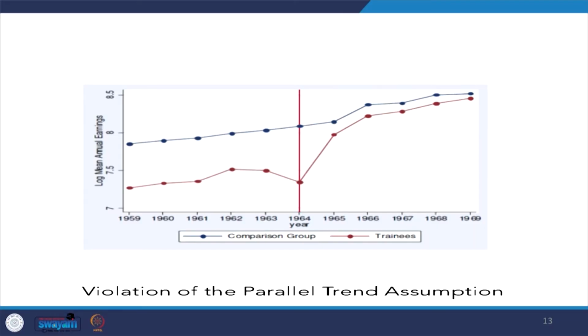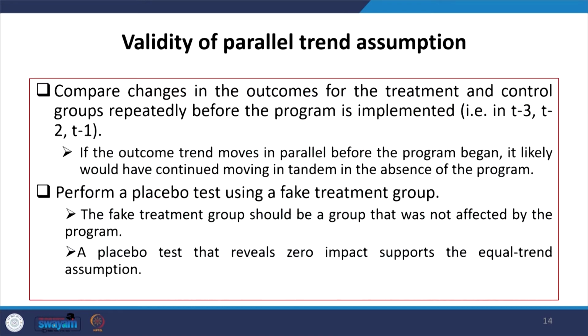Like here, in the comparison group and trainees, you can see where the log mean annual earnings are given. Here you can see that the parallel trend assumption is violated, because these two are not in fact parallel. If they were parallel, then any sort of intervention could have been tested.